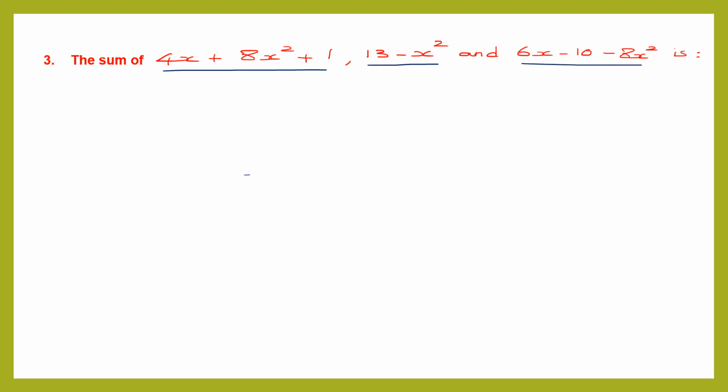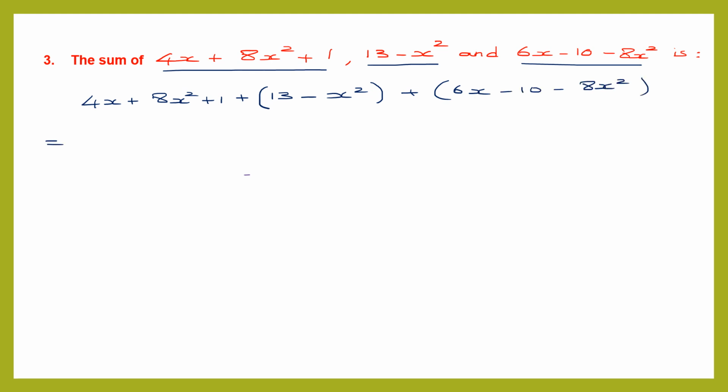If we add up these 3, what are we getting? So let's add it up. So 4x plus 8x square plus 1, plus 13 minus x square, plus the third expression 6x minus 10 minus 8x square. Now let's remove all brackets. 4x plus 8x square plus 1.